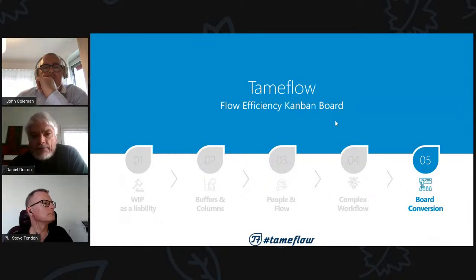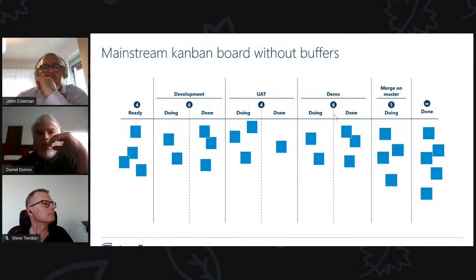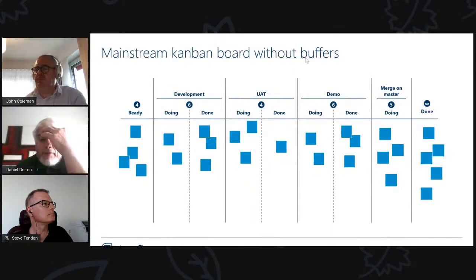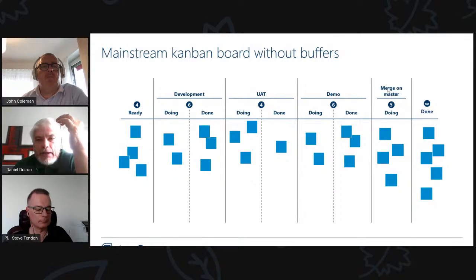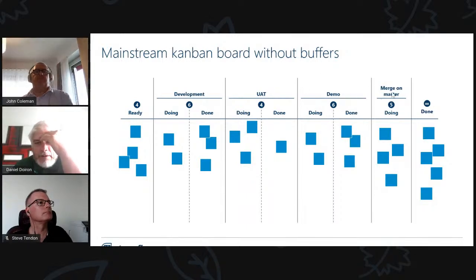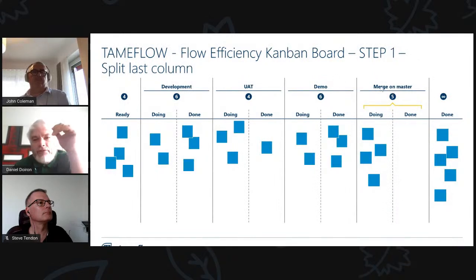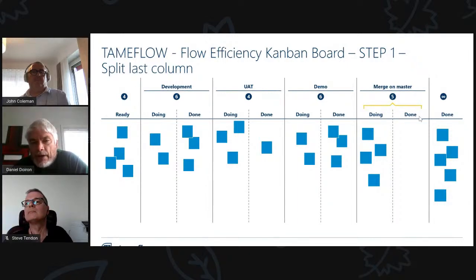And the board conversions. We're going to start with a mainstream Kanban board without buffers, because we got rid of them before. So this is a traditional Kanban board with doing, done, UAT doing, done, and we have the merge on master, where we usually only have one column, because at the last step of a Kanban board, when you're done, you just kick it out of the system. So that is a problem. The first step is to split the last column and make the doing done explicit. It's just a step that is needed.